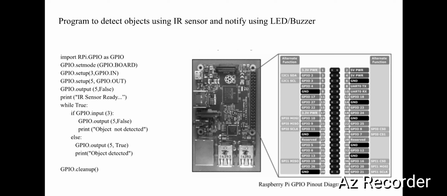Then the third step is the setup function. Here we have taken the example of a program to detect an object using an IR sensor and notify using an LED. So here we are using 2 peripheral devices, one input device, that is the IR sensor, and another output device, that is the LED. As there are 2 devices we are going to connect to Raspberry Pi, we have to write 2 separate setup functions.